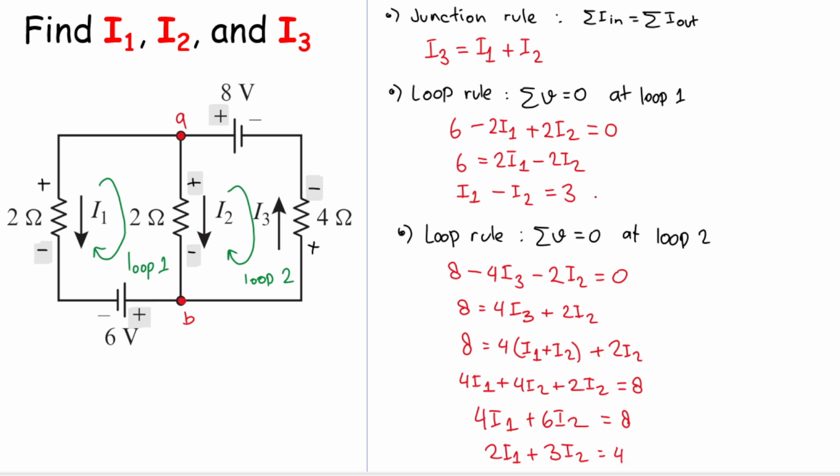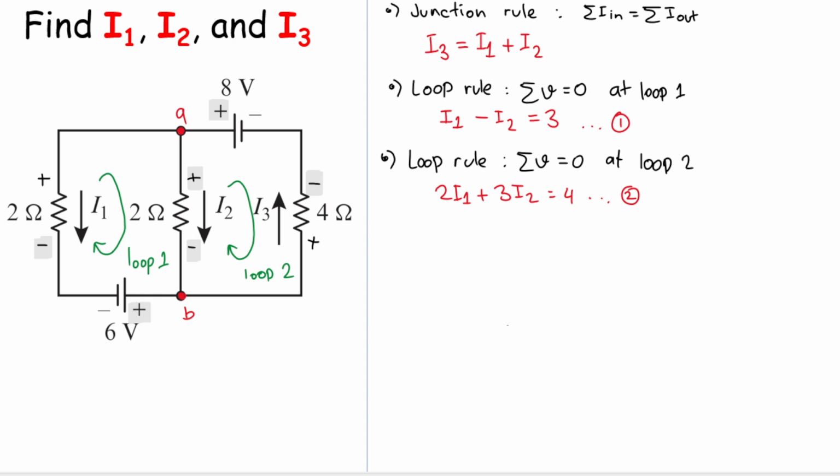Okay, if you see it here, equation number 1 and equation number 2 is a linear equation, right? So we have 2 equations and 2 variables. We should be able to solve it for I1 and I2. Okay, let's clean this up and do exactly that.